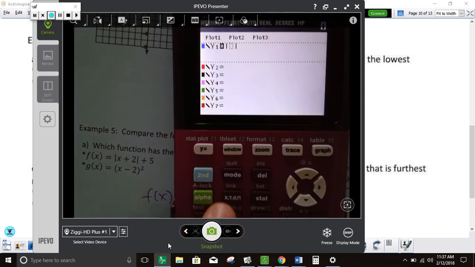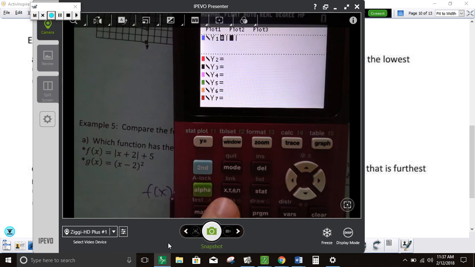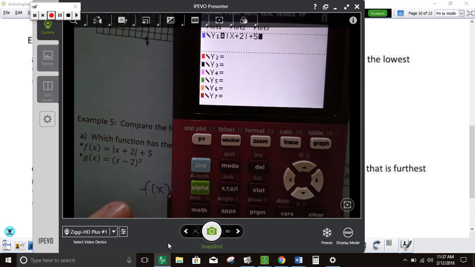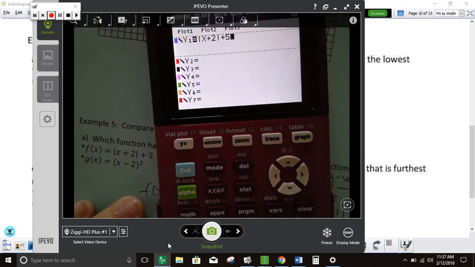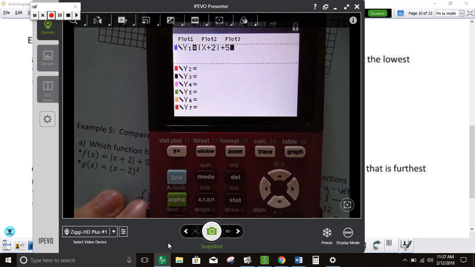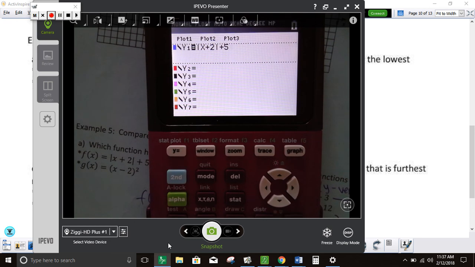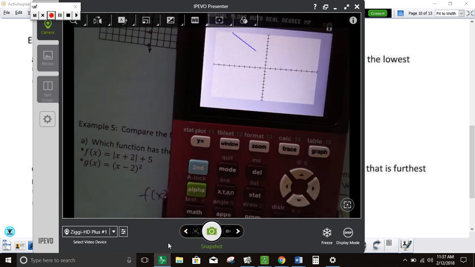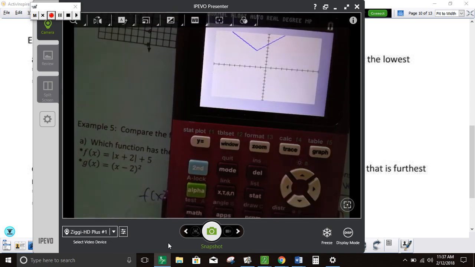So I'm going to type in x plus 2. Again, the variable button is right next to the alpha button. It says X, T, theta, n. X plus 2, plus 5. But it doesn't have the what part? So you put parenthesis, x plus 2, parenthesis, close it off, plus 5. So I'm going to graph that. Make sure yours looks like mine. I'm going to walk around and make sure you got it.